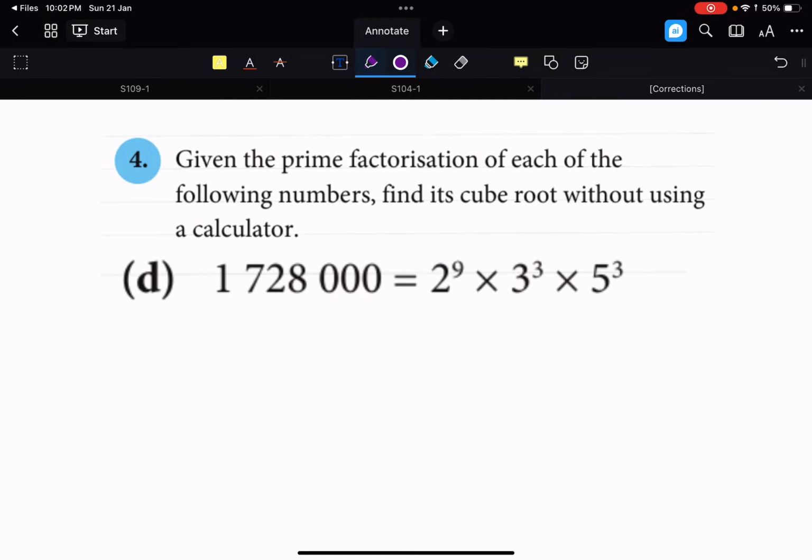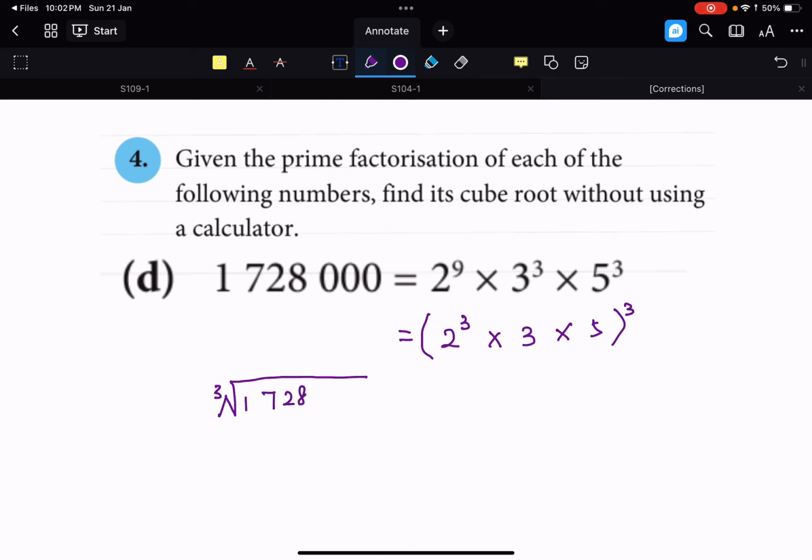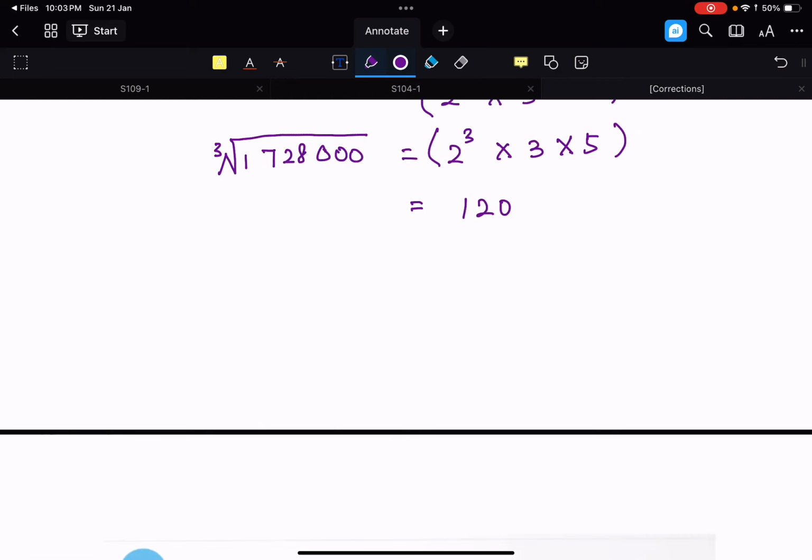Well, we have one more. This time round, it has already been nicely factorized for us. We can write it as 2 to the power 3 times 3 times 5, and the whole thing to the power 3. So this tells us that the cube root of 1728000 is equal to 2 to the power 3 times 3 times 5. So that will give us 120. Let's go on. Next one.